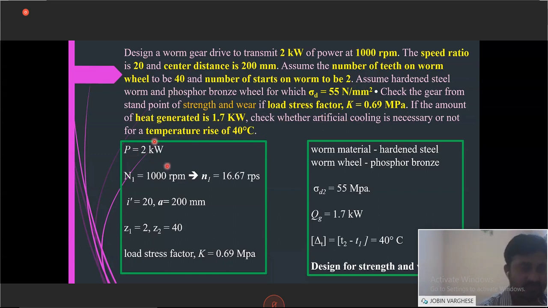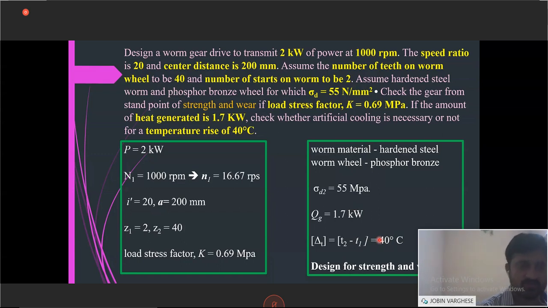So I just listed out all the given parameters here, and first, we design for strength and wear. Here the factor is temperature T2 minus T1, that is, the rising temperature is 40 degrees. So when running, the heat generated raises the temperature by 40 degrees centigrade. That's just temperature. Temperature and heat are quite different. Okay, we'll come to that.